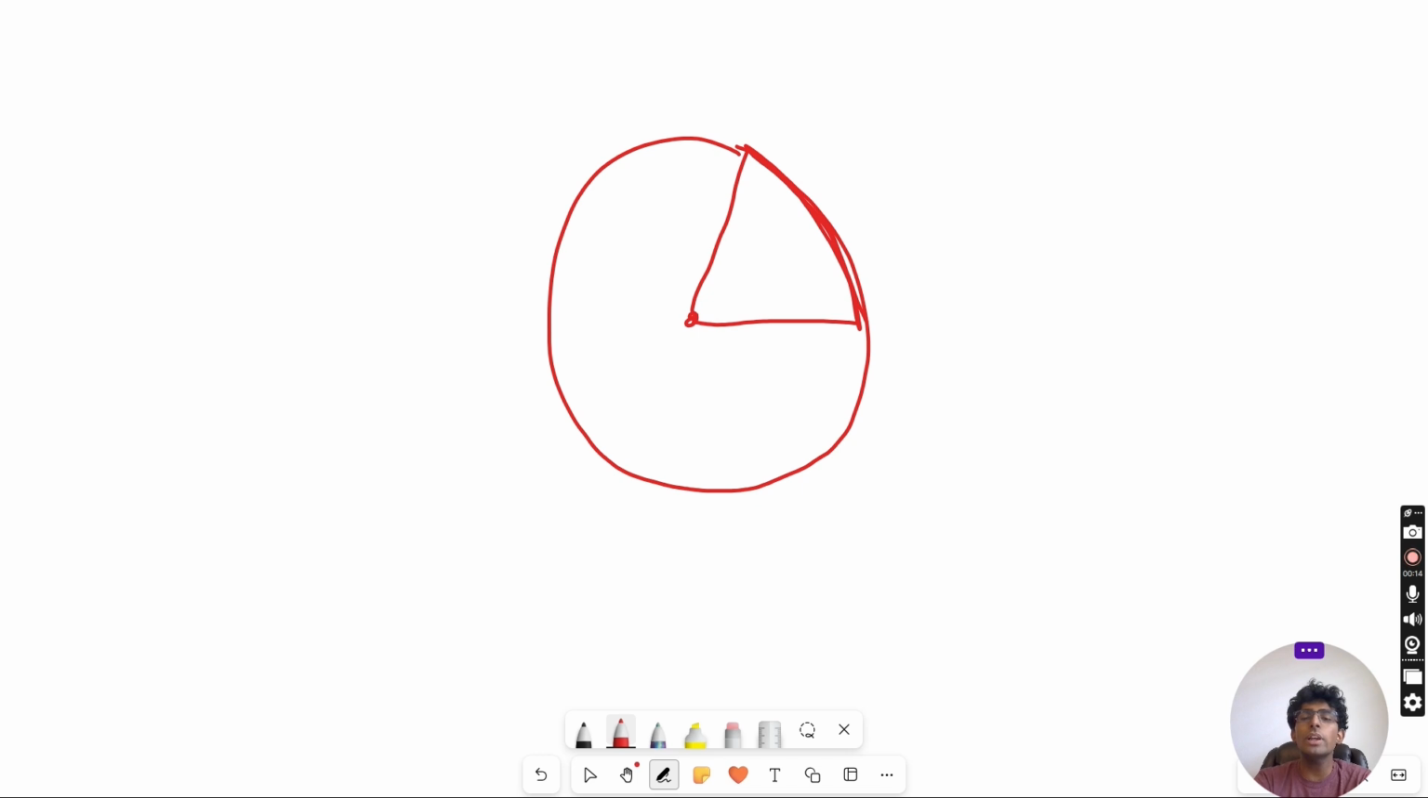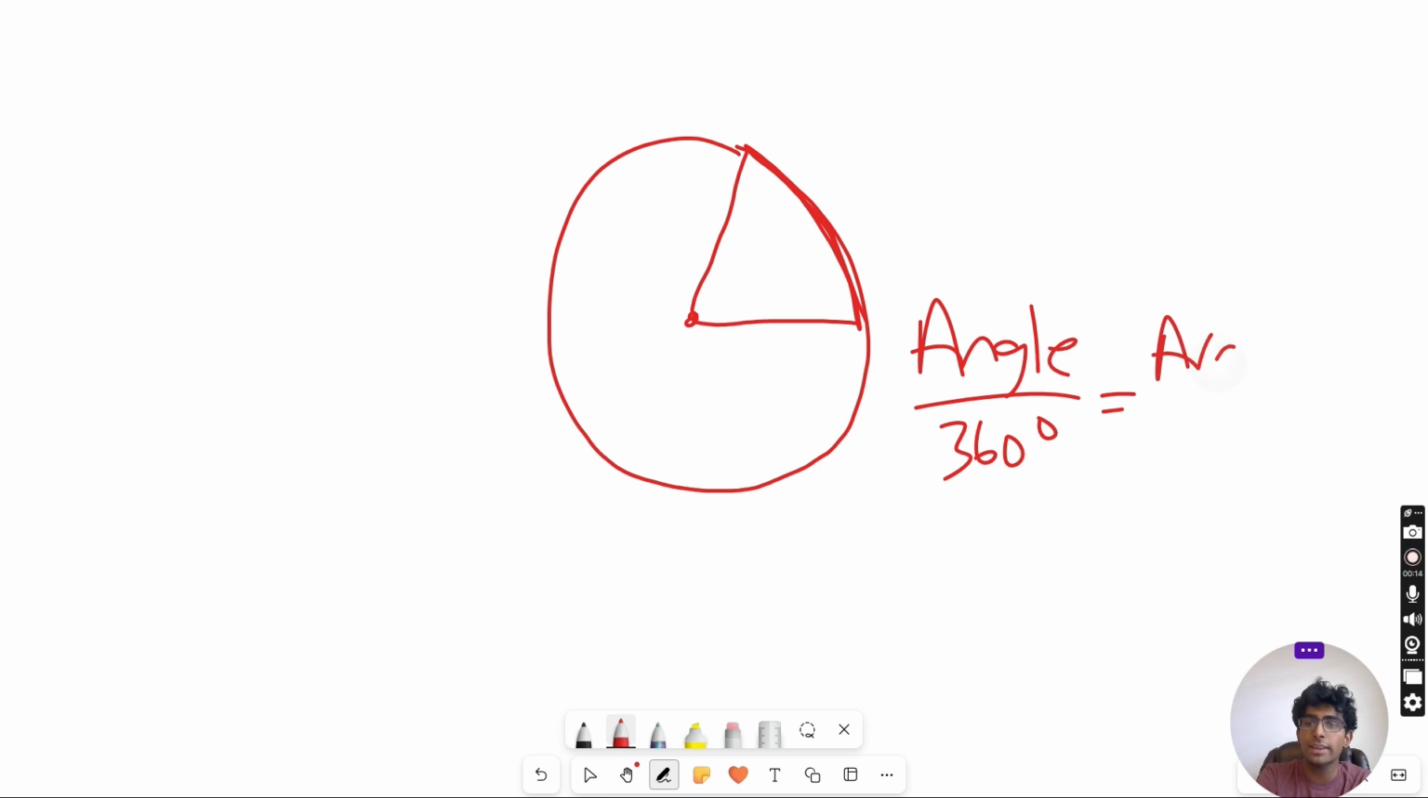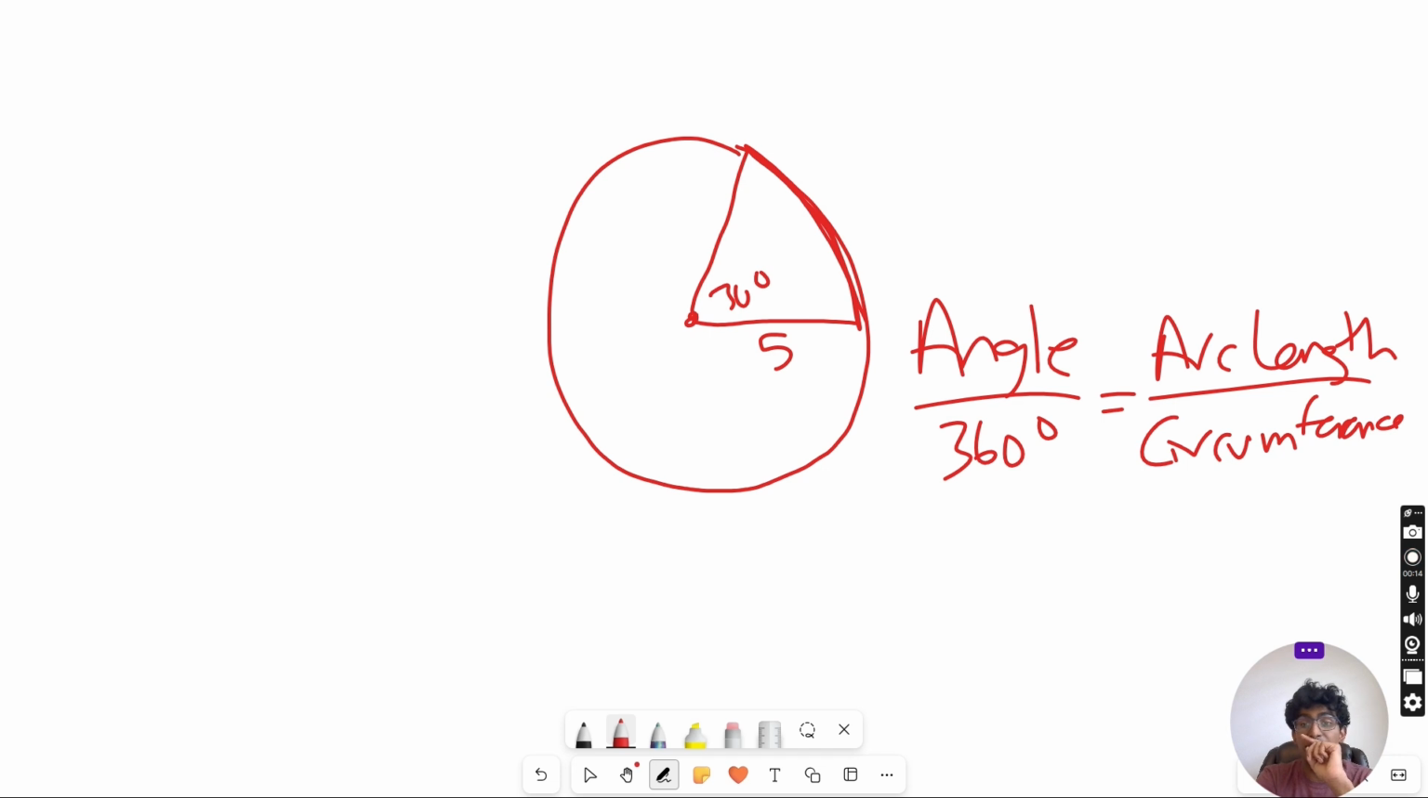So we're following a formula. There's a formula for both arc length and sector area. For arc length, it'd be your angle in degrees over 360 degrees equals arc length over the circumference of the circle. Because remember, like I said, circumference is like the length around the circle, or like the perimeter. So if we had, let's say, our angle was 30 and our radius was 5, and we wanted to find the arc length, right? How would we do it?